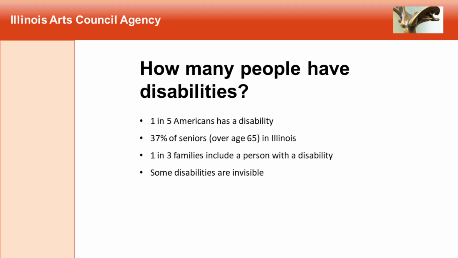Another important thing to remember is that some disabilities are visible. It might be a wheelchair user, it could be a blind person who uses a white cane, but there are many disabilities that are invisible. And so it's important to remember that even if we can't see that somebody has a disability, we take them at their word, and also know that very likely 1 in 5 of us has a disability of some kind.